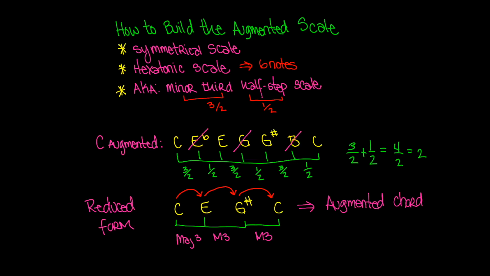And recall that we had an embedded chord in our diminished scales. Well, just the same way, because it's also a symmetrical scale, we have an embedded chord in the augmented scale. In our future video, we are going to take a look at how to build the whole tone scale.